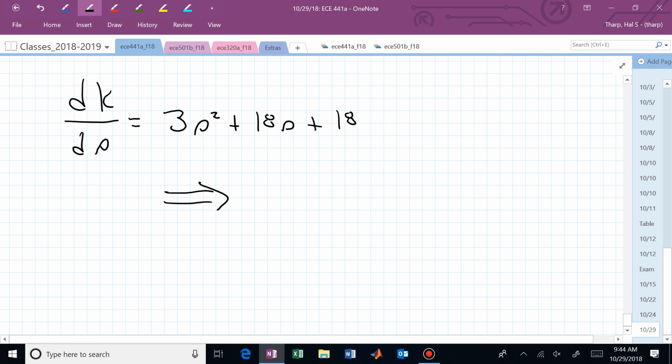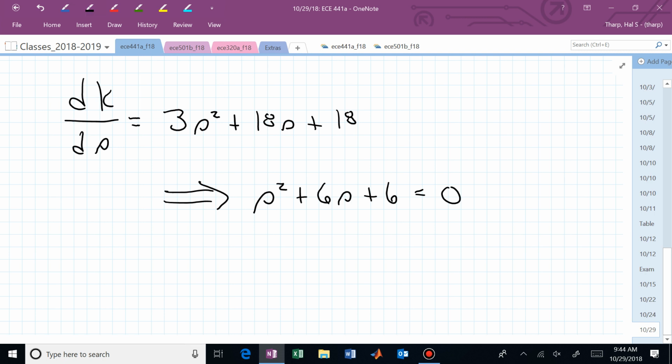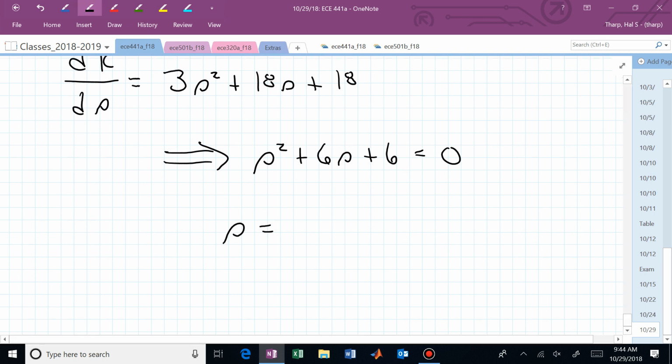Well, I can factor out a 3 to make it a little easier, and now I have s squared plus 6s plus 6 equal to 0. That's a quadratic. I can use the quadratic formula and find the roots of that. And if I do that, I see that I have one at minus 1.3 and one at minus 4.7.